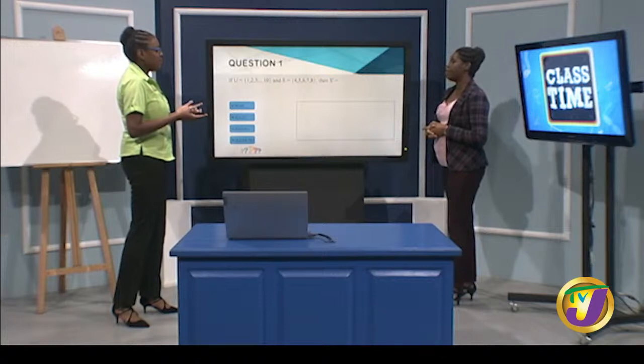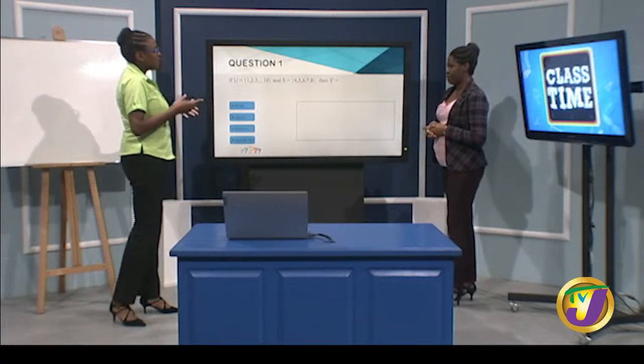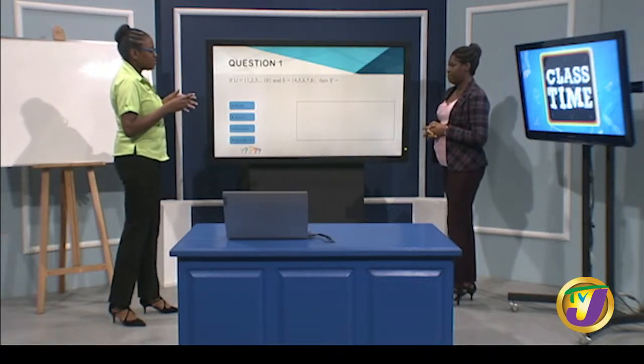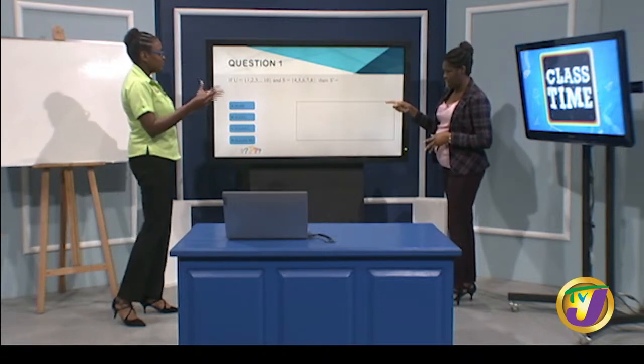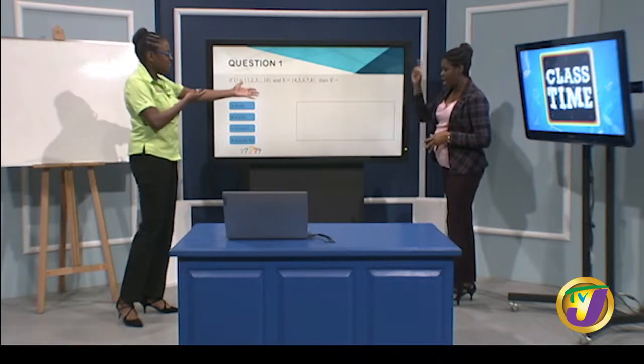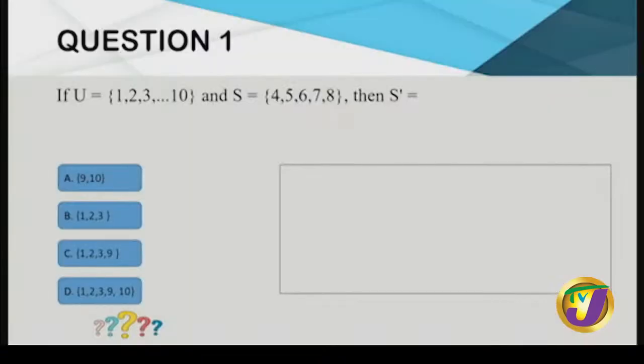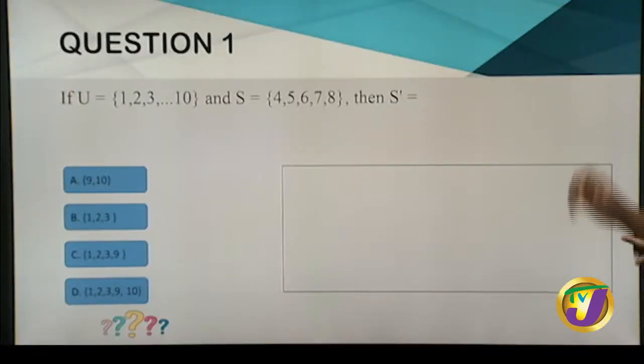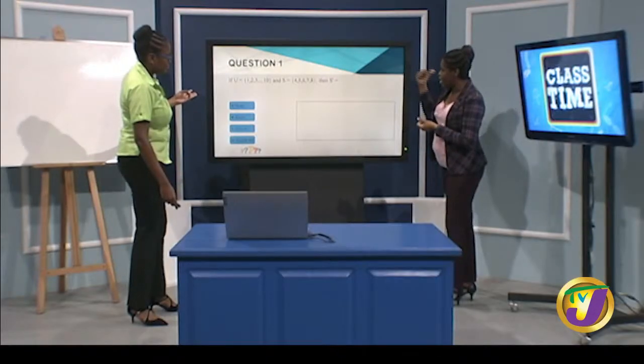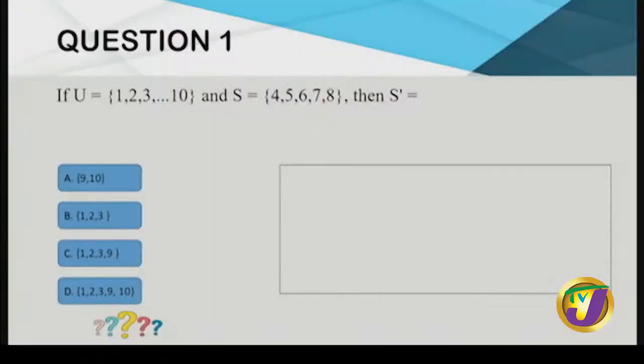So if I want the complement of set S, I'm looking at all the elements that are the counting numbers from 1 to 10 that are not in set S. They are not 4, 5, 6, 7, 8. So what's missing from here that is in the universal set? 1 is missing, 2 is missing, 3 is missing, 9 is missing, and 10 is missing. So there we have it.